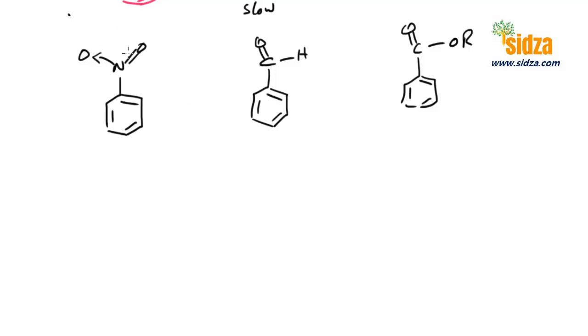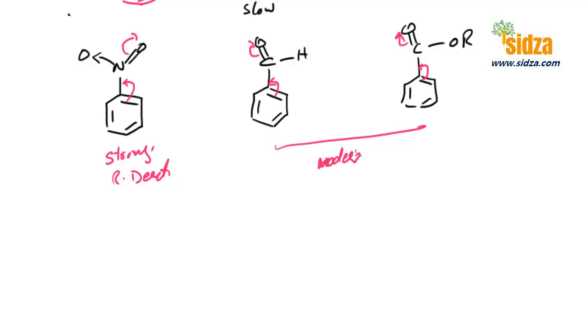The nitro group here is a very strong ring deactivator because it will also pull the electrons from the ring. This one is a strong ring deactivator. The aldehyde group, or the ester group, also withdraws electrons, but these two are the weak, or you can say the moderate ring deactivators.